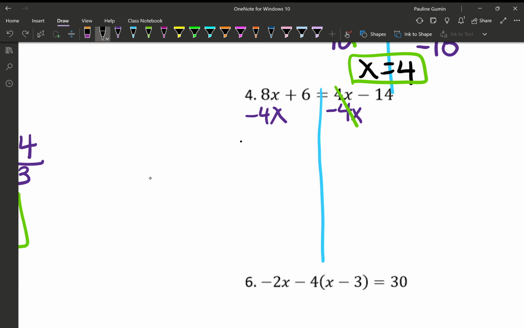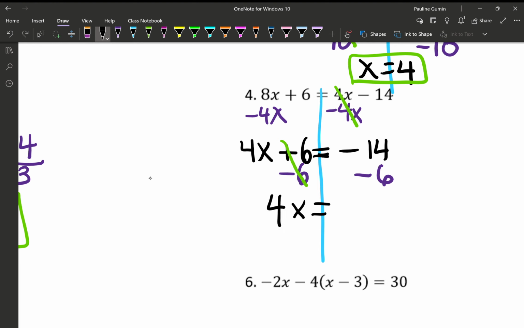On the left, 8x minus 4x is 4x. Plus 6 comes down, and all I got left over is a negative 14. My next step is going to be to subtract the 6 from both sides. Because I had a plus 6, I'm undoing it by minus 6. So now I have 4x equals negative 20, and I finish this problem by dividing both sides by 4.